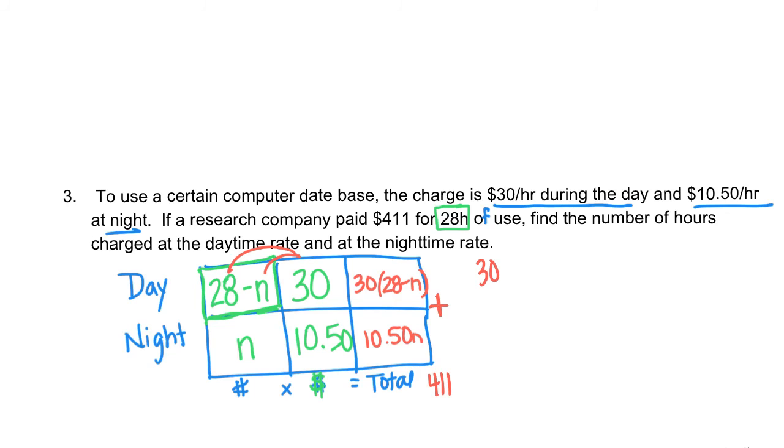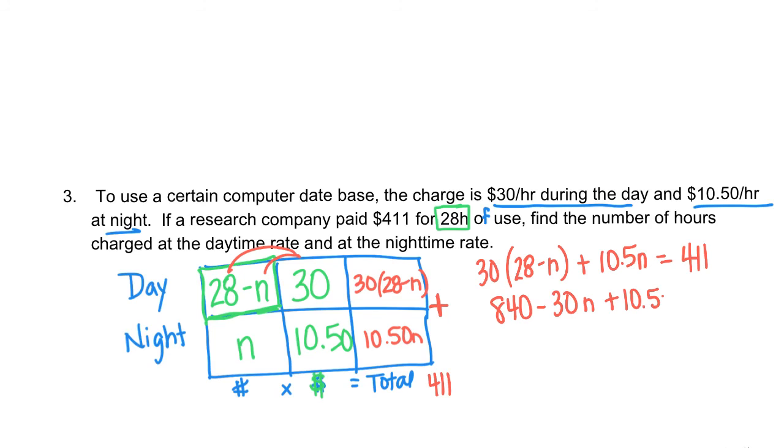So I'm going to take 30 times 28 minus n plus 10.5n and make that equal to 411. Distributing, 30 times 28 is 840 minus 30n plus 10.5n is equal to 411. Sorry, I keep saying 441. That's not it. It's 411. There we go. I have to add like terms.